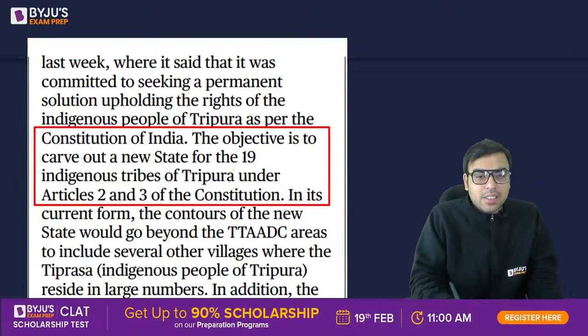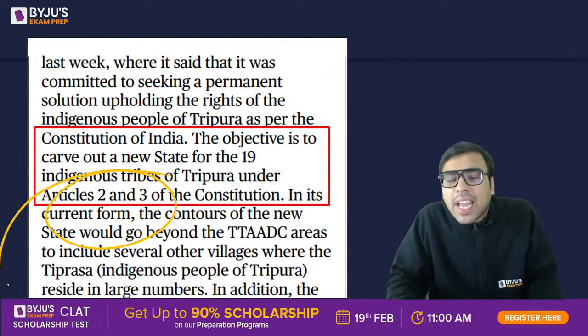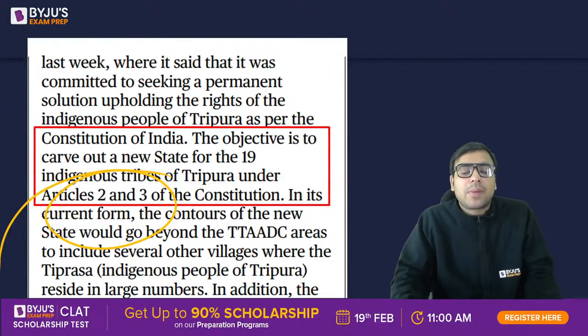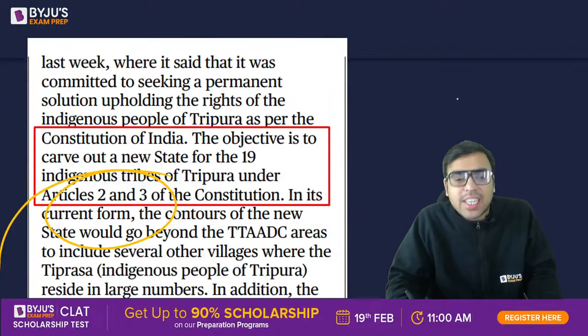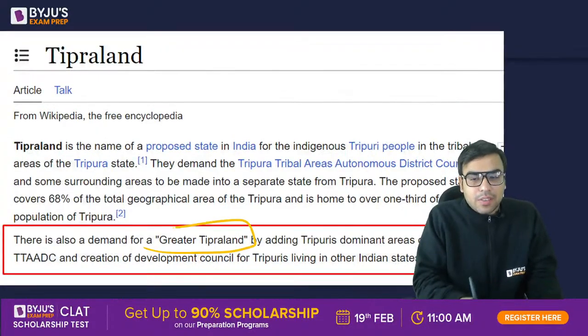Yes, under Article 2 and 3, new states can be formed. So they are demanding that a new state needs to be formed, and that's called greater Tipra land. Okay.